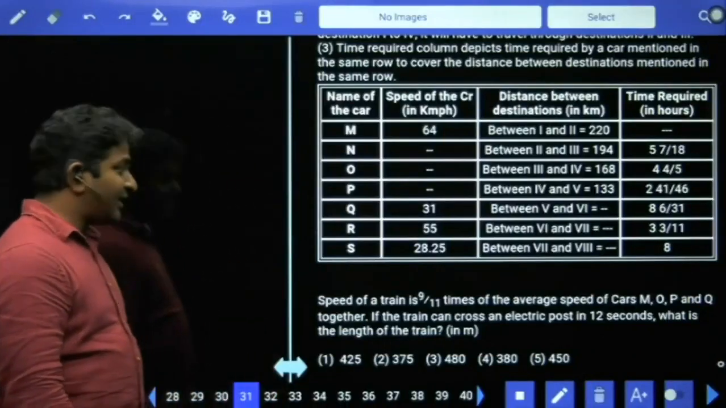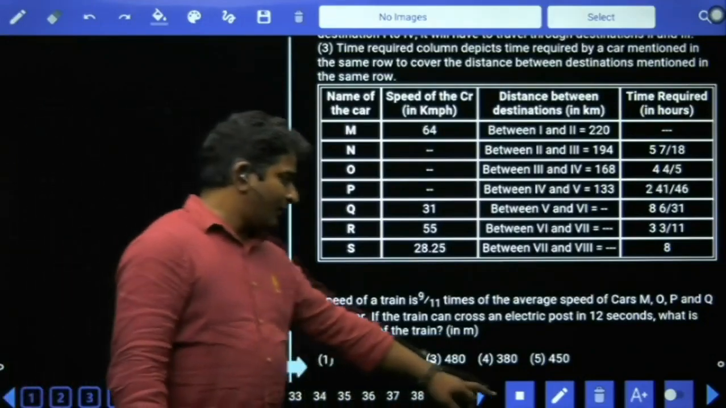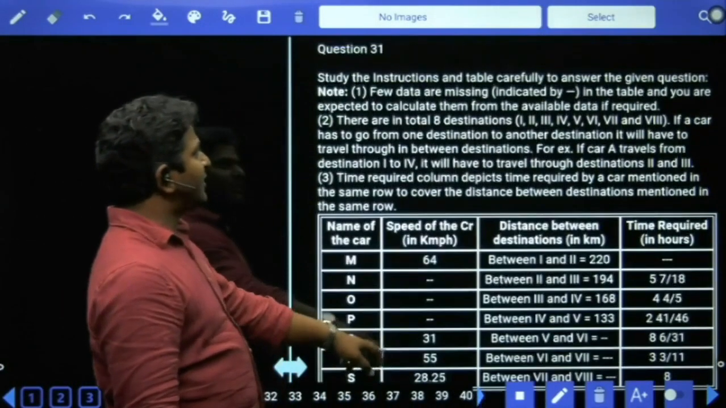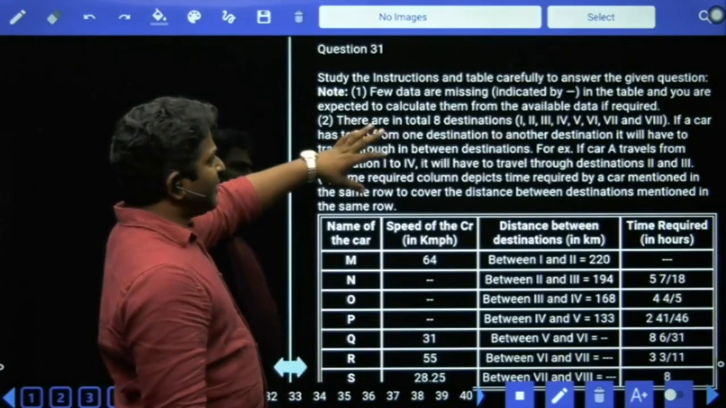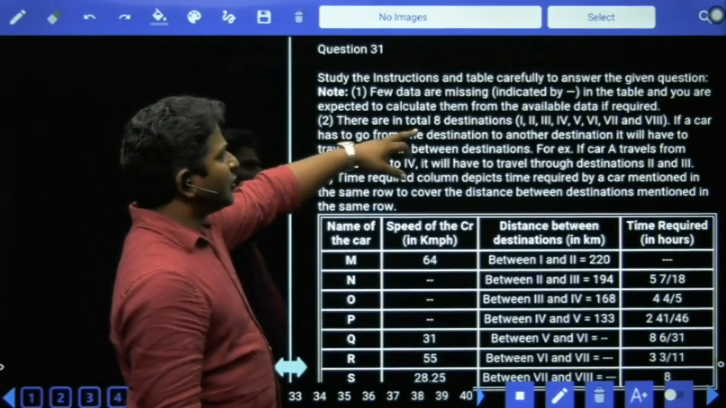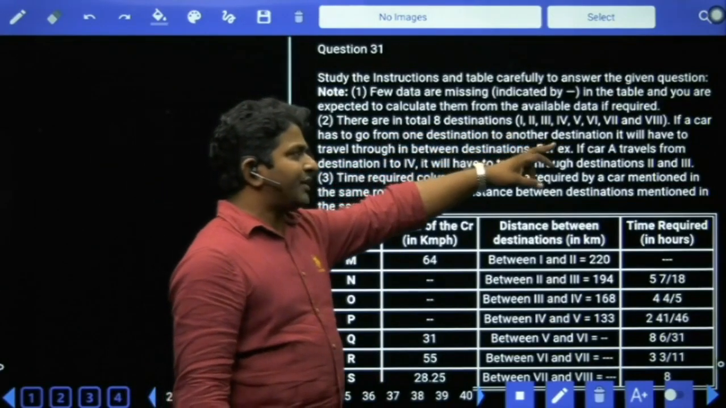SBI PO prelims. Let us start from question number 31. From 31 onwards, we were given a lot of data. A few data are missing and we have to calculate that. There are total 8 destinations, 1, 2, 3, 4, 5, 6, 7, 8.